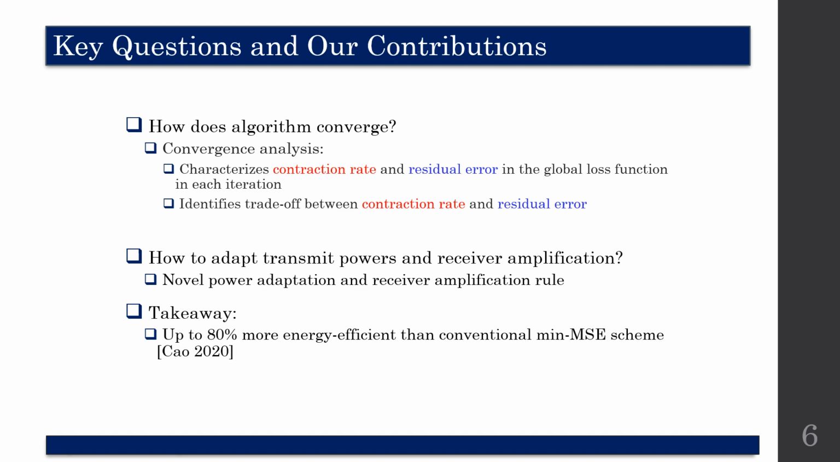The second question is how to adapt the transmit powers and the receiver amplification factor. For that, we find a novel power adaptation and receiver amplification rule that exploits this very trade-off between the contraction rate and the residual error. And the key takeaway of our work is that this algorithm is up to 80% more energy efficient than the conventional mean square error minimization scheme.